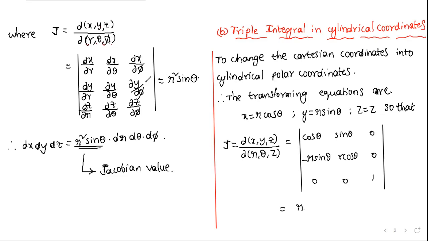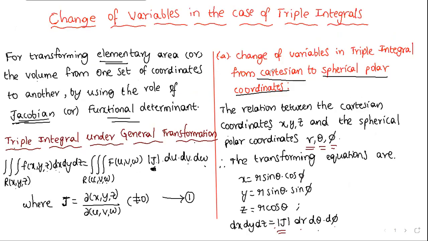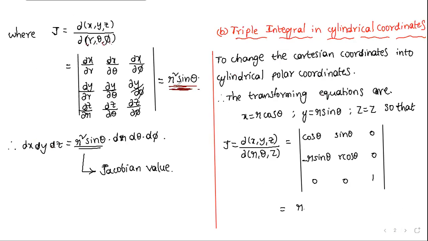After applying the determinant, we get r square sin theta. This is the constant value for changing from Cartesian to spherical polar coordinates. We always get the Jacobian value r square sin theta, so this is the fixed value to remember. Therefore, dx dy dz is equal to mod J, which means r square sin theta into dr d theta d phi.